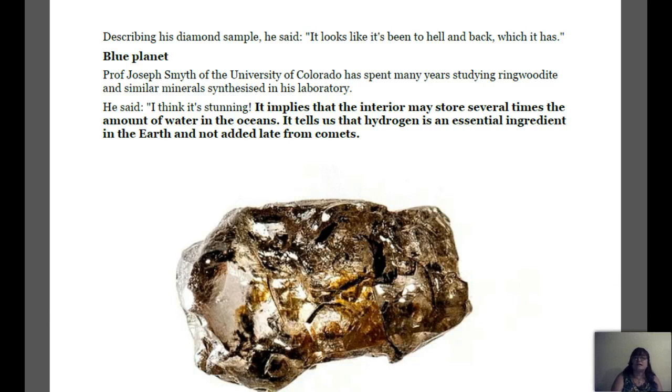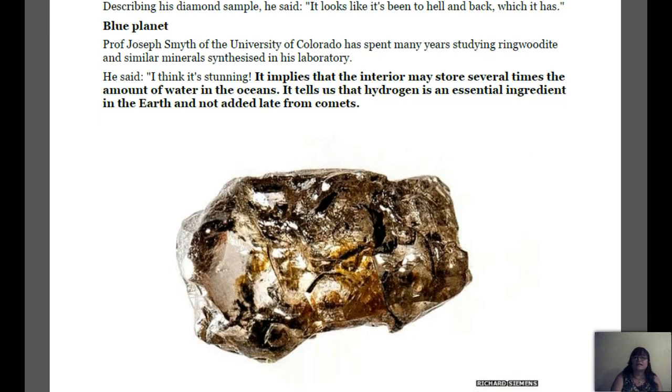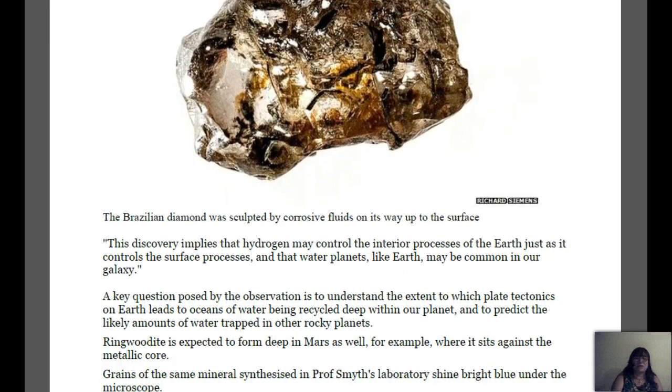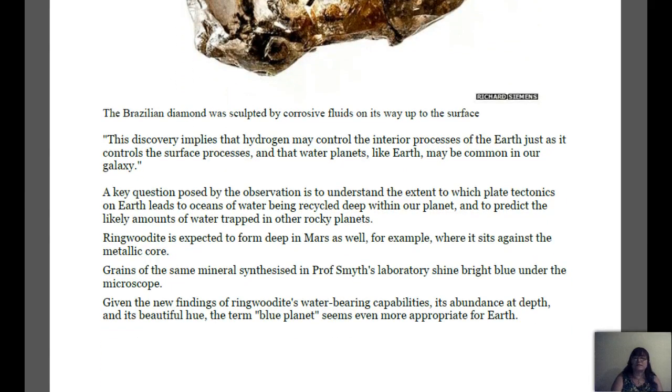Describing his diamond sample, he said it looks like it's been to hell and back, which it has. Professor Joseph Smith of the University of Colorado has spent many years studying ringwoodite and similar minerals synthesized in his laboratory. He said, "I think it's stunning. It implies that the interior may store several times the amount of water that is in the oceans. It tells us that the hydrogen is an essential ingredient in the earth and not added later from comets." And I will pause a second here, and you can read the rest of the article by pausing the video.